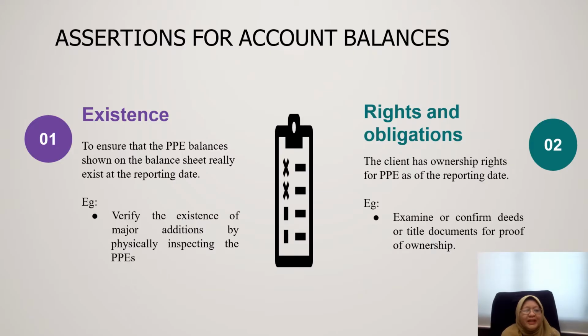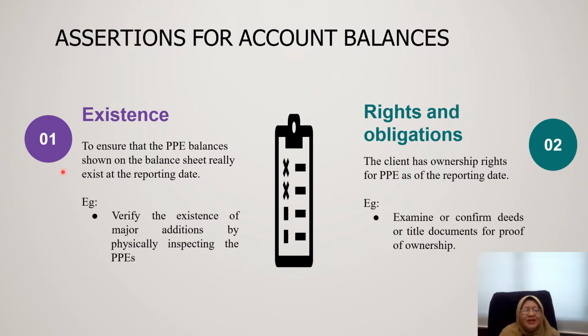Okay, everyone. This particular slide is about assertions for account balances and the related audit work that needs to be done for these account balances. When we say account balances, it refers to those balances in the balance sheet, for example, the PPE accounts and accumulated depreciation accounts. The first assertion that we have here relates to existence.